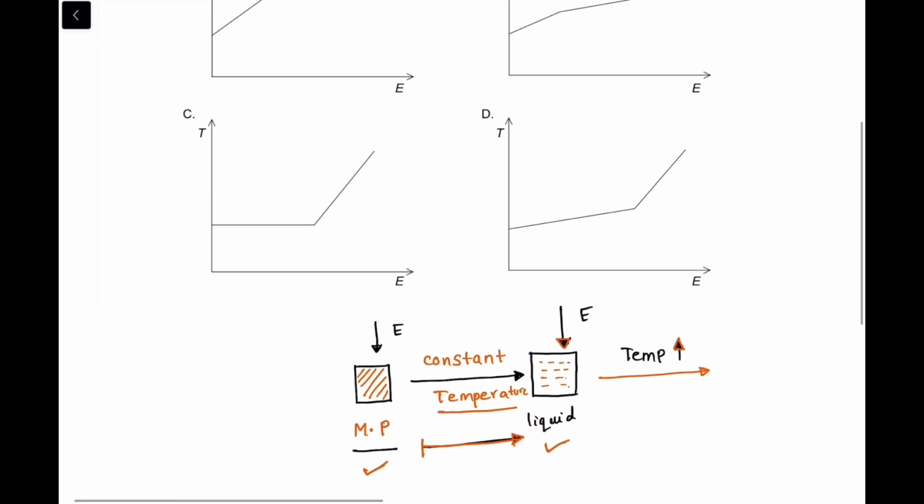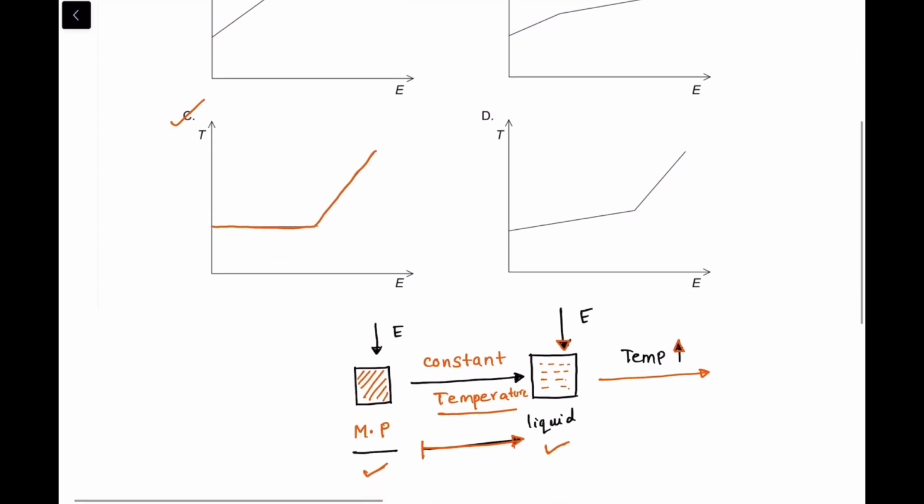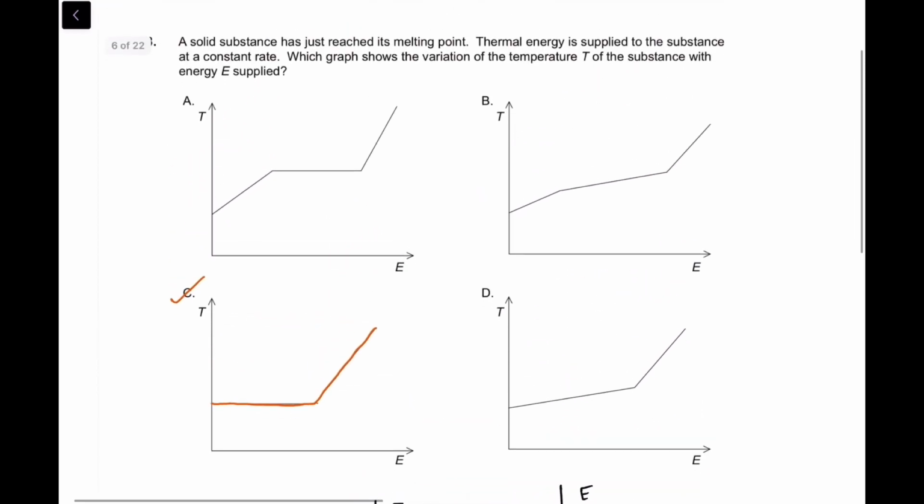So that means the correct answer will be option number C. See option number C: first of all the temperature is constant, then the temperature is increasing on addition of excess thermal energy, right? So this will be the answer to question number 8.